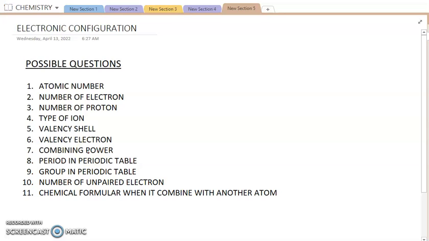Examiner can ask you the combining power. Examiner can ask you the period in the periodic table. Examiner can ask you the group in the periodic table. Examiner can ask you the number of unpaired electrons. Examiner can ask you the chemical formula of the compound formed when it combines with another atom.